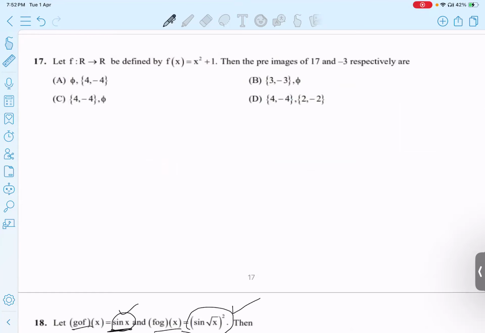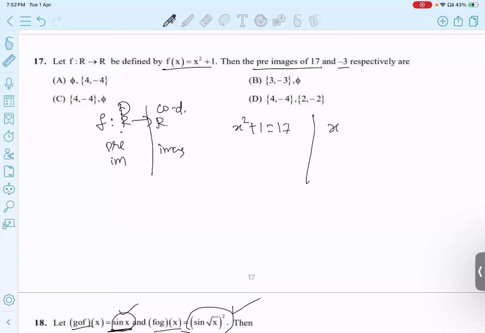If f from R to R is the function they have given, this is the domain set and this is the codomain set, and elements of the domain are called pre-images and elements of the codomain are the images. Here they have given the pre-images of 17 and minus 3, satisfying f of x, that is x square plus 1 will be equal to 17, and x square plus 1 will be equal to minus 3. So what is the pre-image of 17 and minus 3? We have to write respectively.